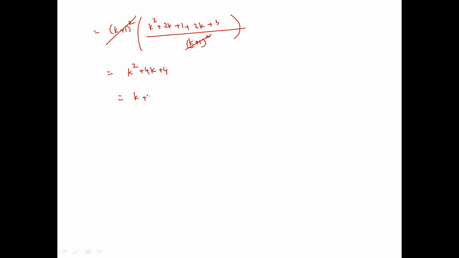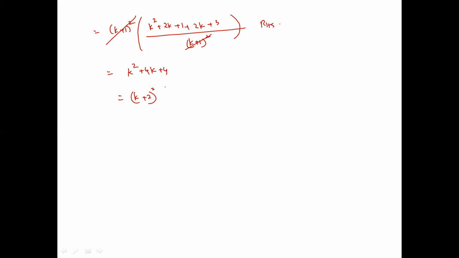And so you can write k plus 1 whole square into denominator is k plus 1 whole square. Numerator k plus 1 whole square, when you expand, you will have k square plus 2k plus 1, then 2k plus 3. I can cancel k plus 1 whole square. So left is k square plus 4k plus 4, which is nothing but k plus 2 whole square.